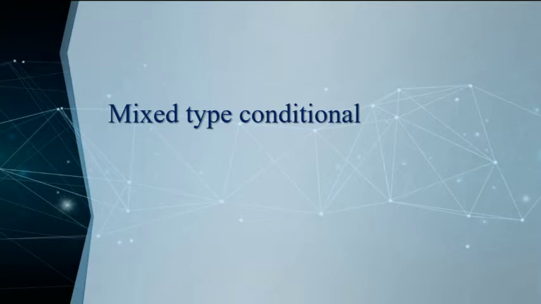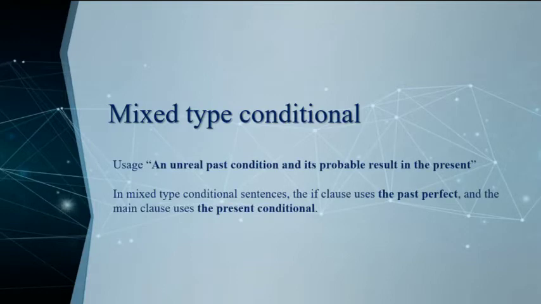And the last one is the mixed type conditional. The mixed type conditional is used to refer to a time that is in the past and a situation that is going into the present. The facts they are based on are the opposite of what is expressed. The mixed type conditional is used to refer to an unreal past condition and its probable result in the present.